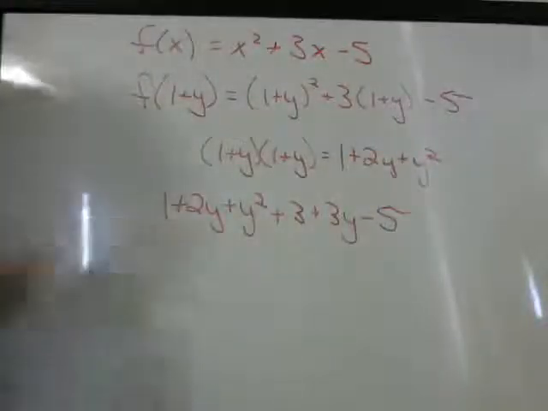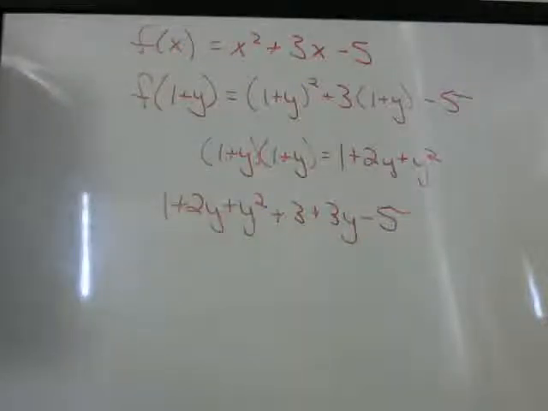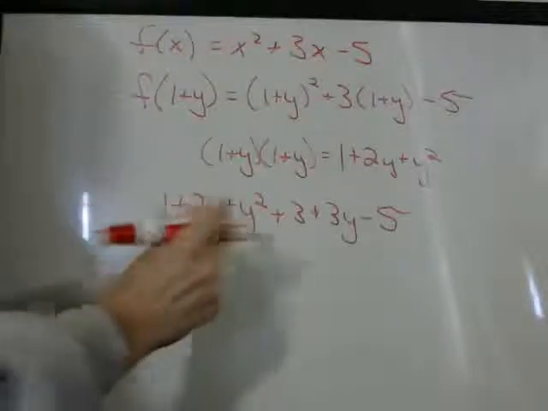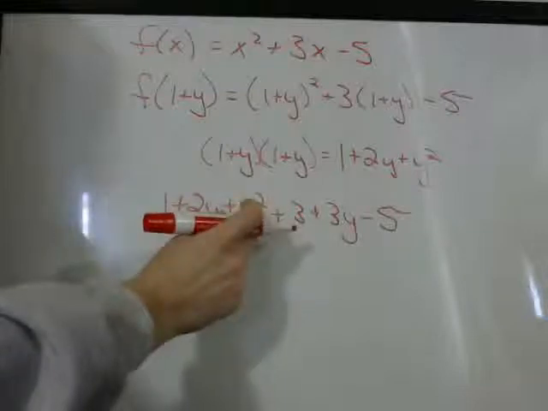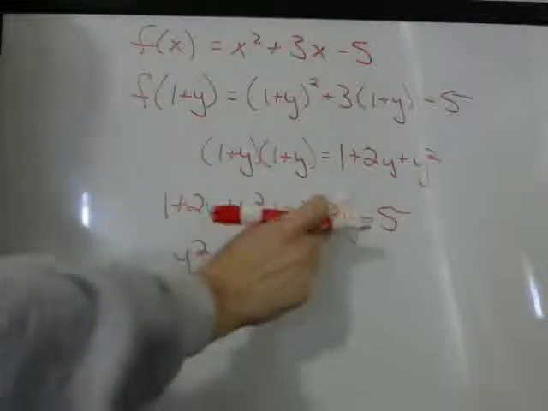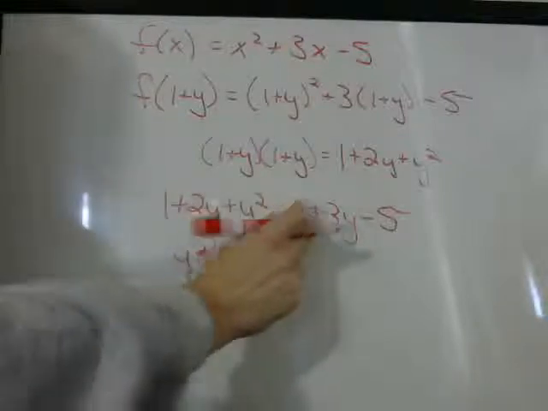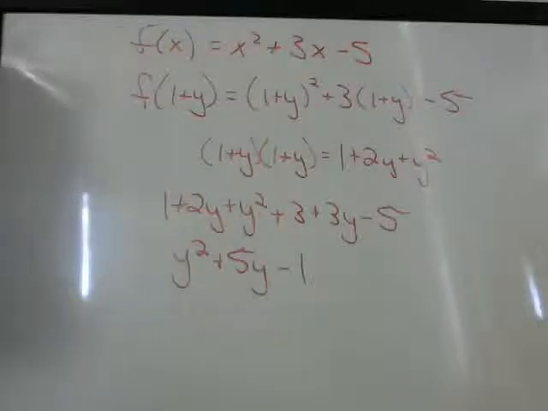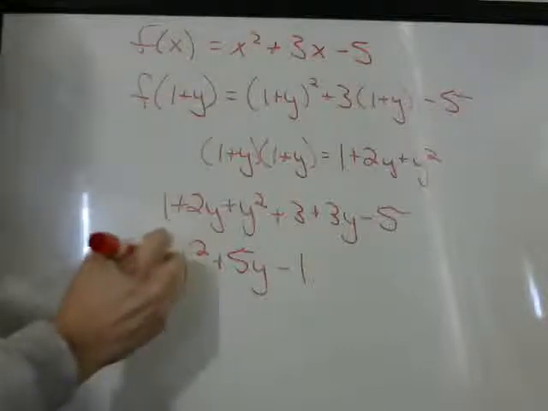So now we have a big polynomial. So if you don't know how to deal with this to reduce it, you need to watch the video on polynomials. But basically we're just going to group the y squareds together, which we only have 1. We have 2y plus 3y. We have 5y. Then we have 1 plus 3 minus 5. 1 plus 3 is 4 minus 5 is negative 1. So f of 1 plus y equals this. This is what your answer is.